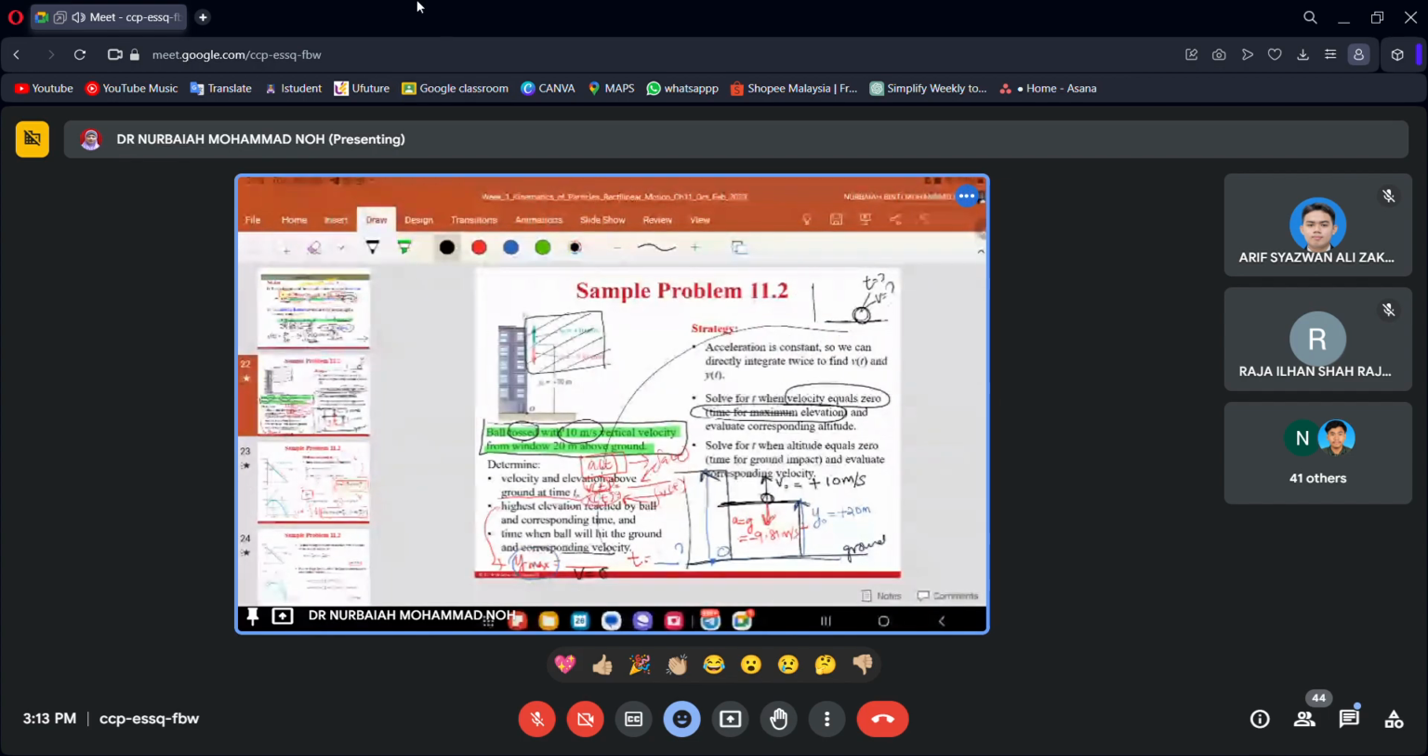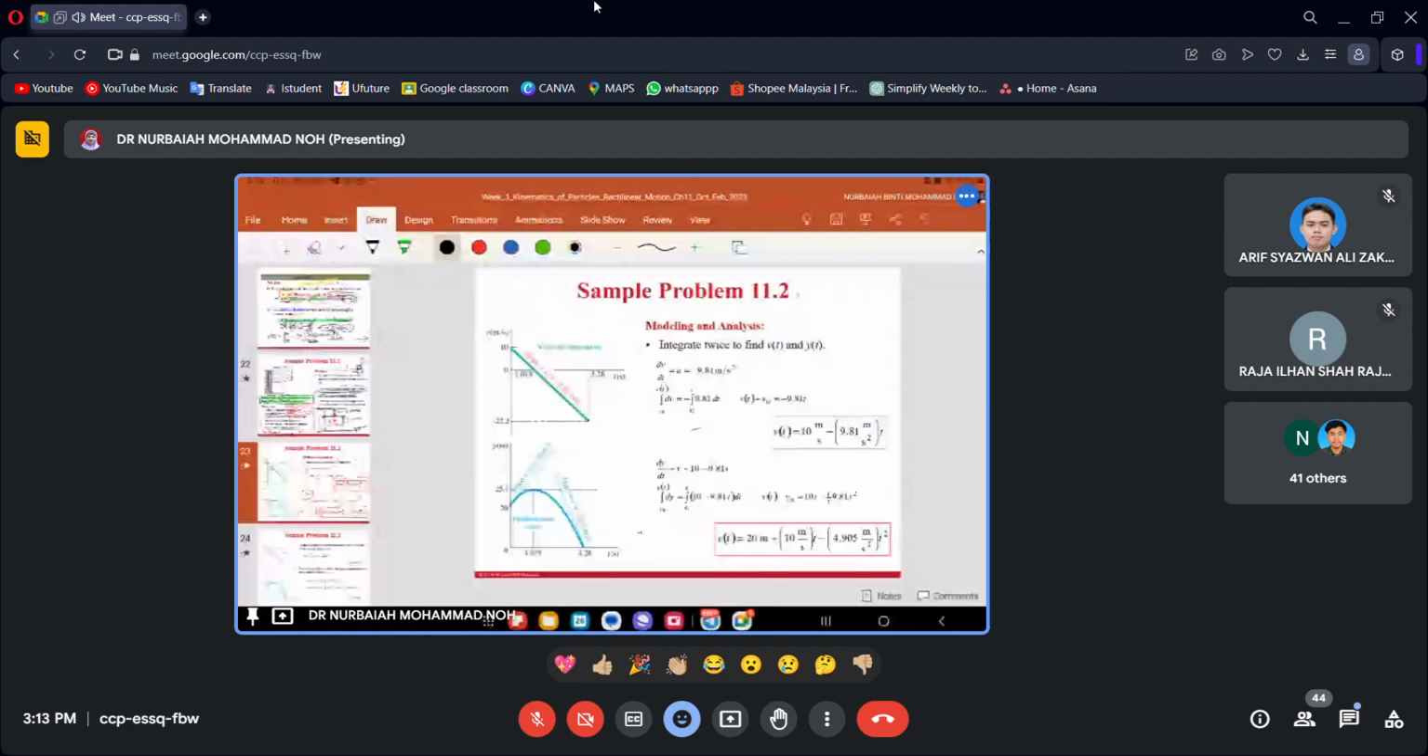Additional information: when does it happen? It happens when y is equal to 0. See? Because it has hit the ground. When it hits the ground, what is its position? Its position is 0. So this is something you have to think about first before we can proceed with the solutions. Once you have all this kind of plan, then we can get the detailed solutions.